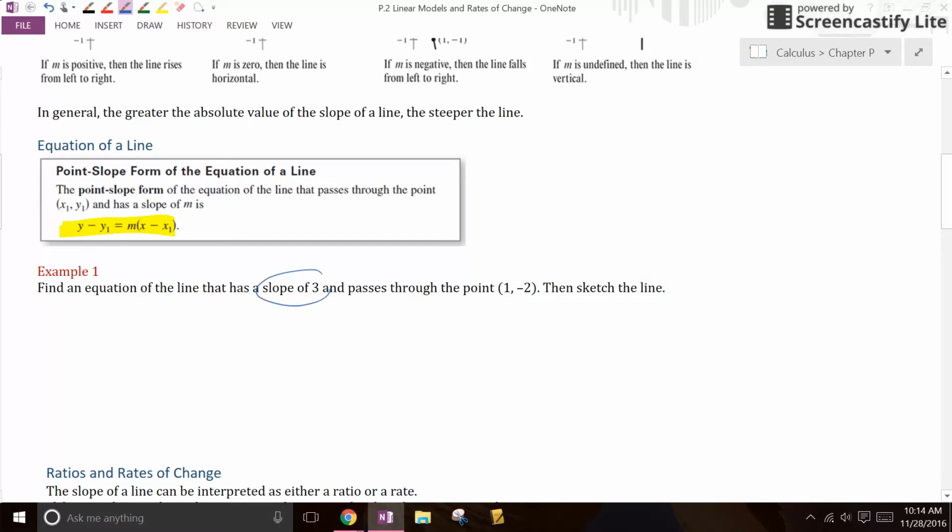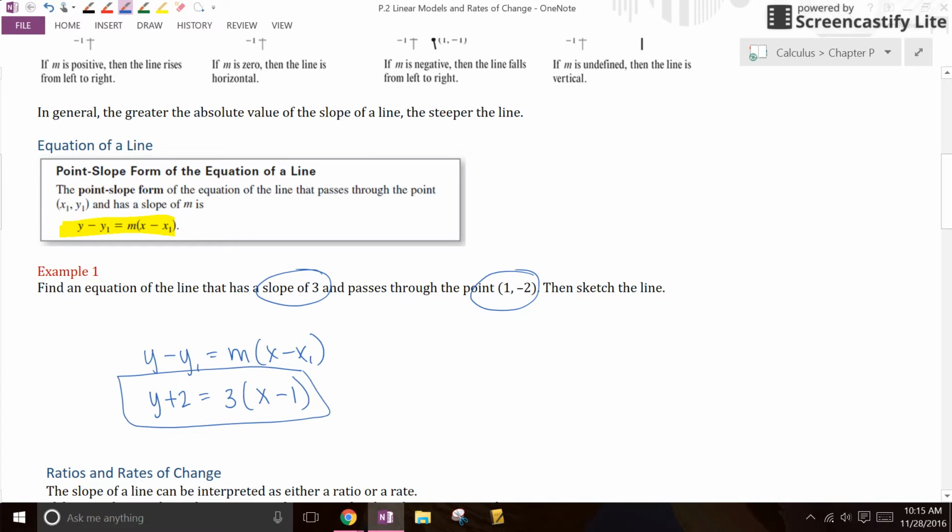They say we have a slope of 3 and we want to go through this point. Can you tell me the equation of that line? Well, of course. I'll just go y minus y1 equals m times x minus x1. I will plug in my point, which was (1, -2), and I will plug in my slope, which is 3. And there's the equation of your line. That is called point-slope form.